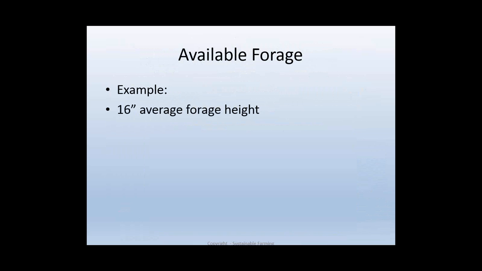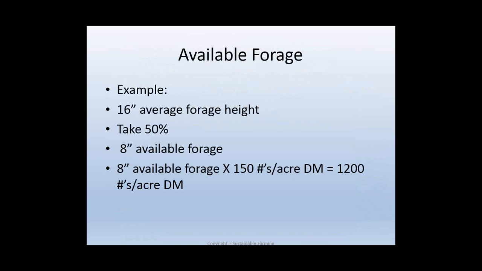But let's look at determining available forage that's out there. Let's just say for this example, we have a 16-inch average forage height. And for the purposes of our discussion today, we want to harvest about 50% of that. So we have 8 inches available. There's various methods of determining how many pounds per acre inch of dry matter out there. I'm sure many of you use these and know these. A common one that's often used and suggested is the 150 pounds per acre inch of dry matter. And under this example, we'd have 1,200 pounds of acre inch.